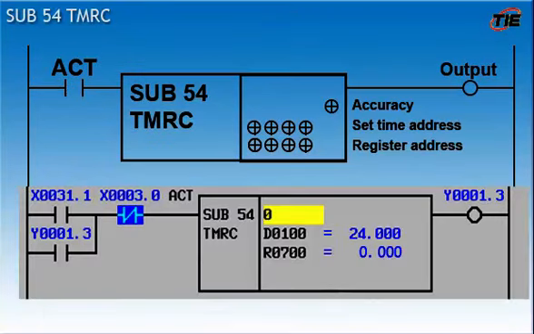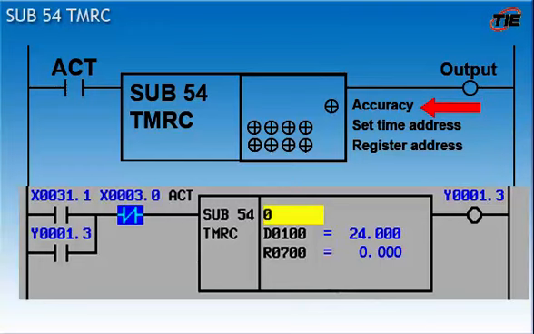Now the Sub 54 timer is a little bit fancier. This is a TMRC timer. Let's see how this one works. Like the variable timer, Sub 3, this timer allows you to adjust the time before the output turns on. The difference is that the time value is stored to an address instead of the timer table. Typically, this is done with a data address in the data tables.